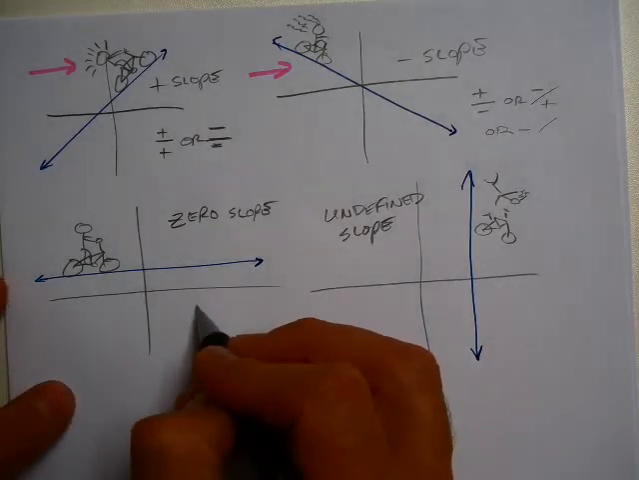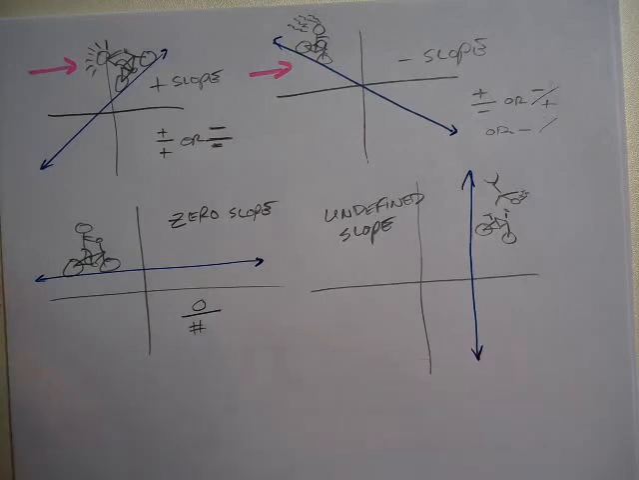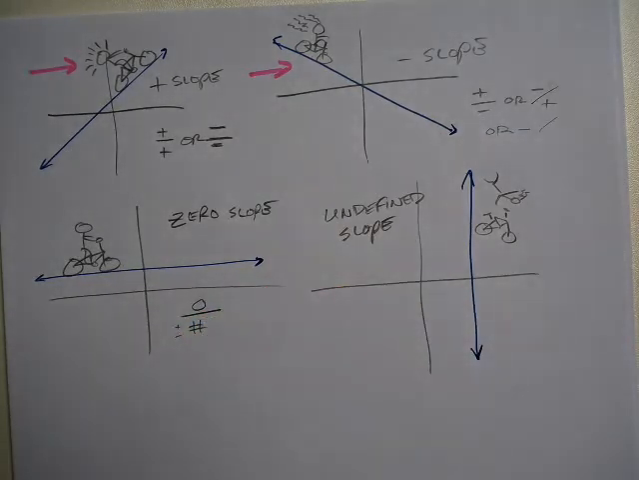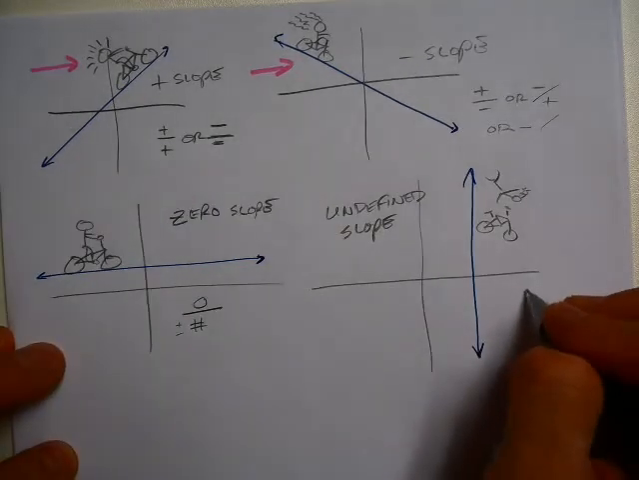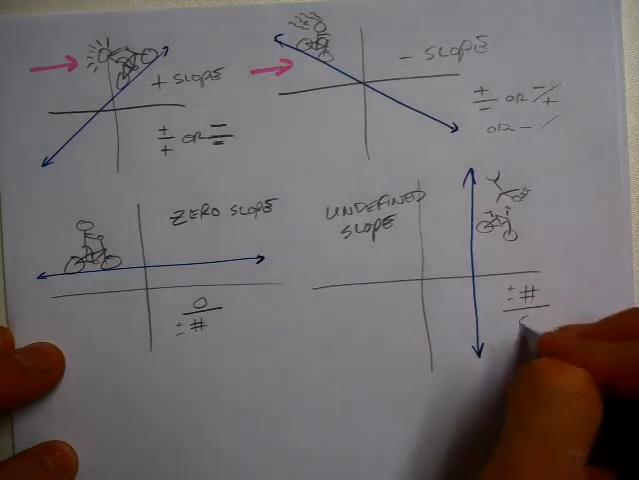Zero slope is going to have a fraction of 0 over some number. It could be positive or negative, but if you have 0 on top and a number down here that's either positive or negative, well, it's still 0, right? What makes this undefined is this. As a fraction, this is some number, either positive or negative, divided by 0.